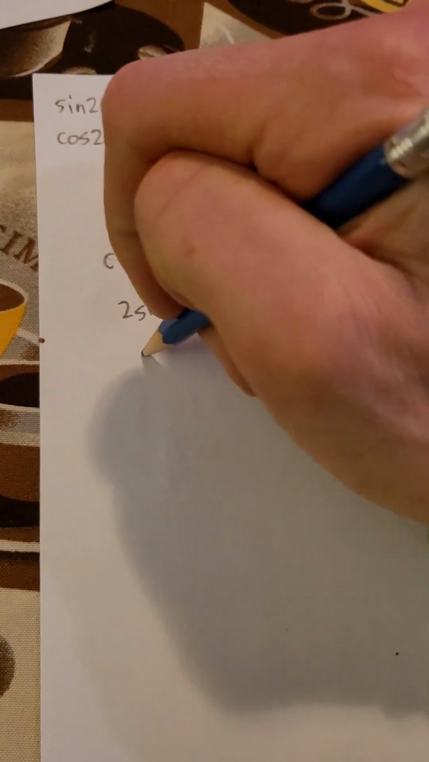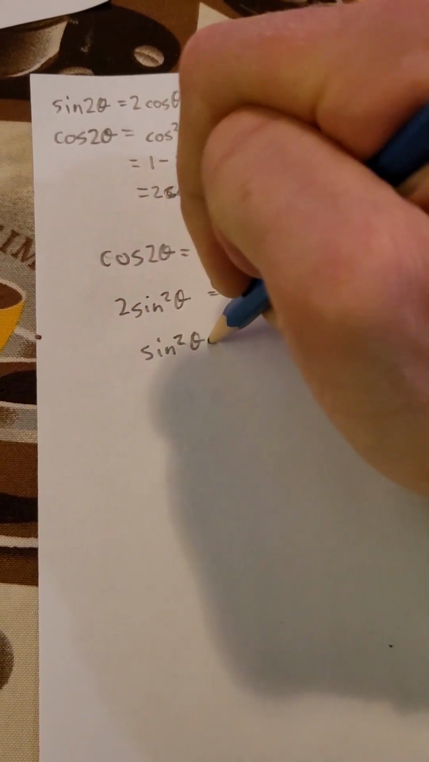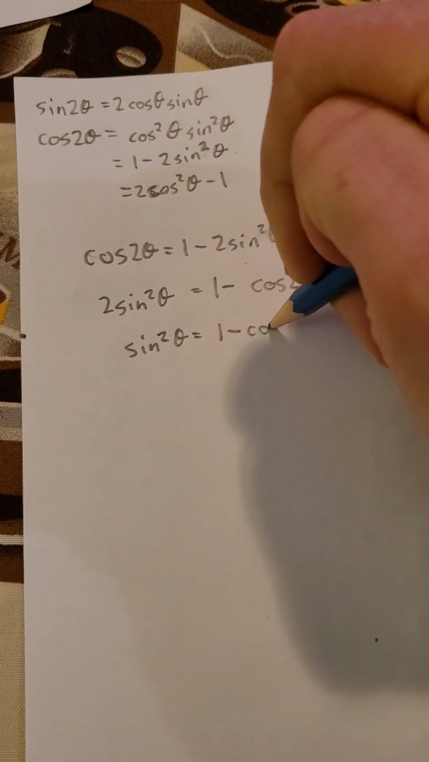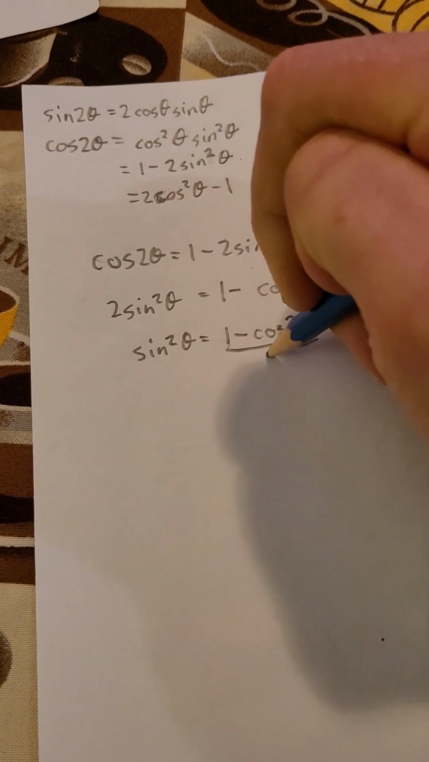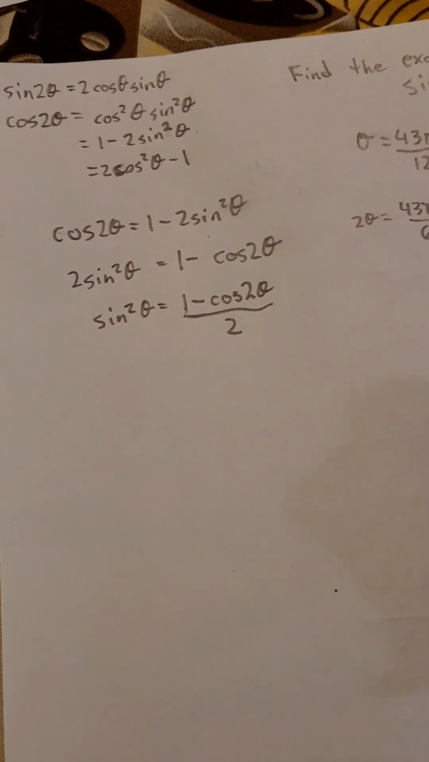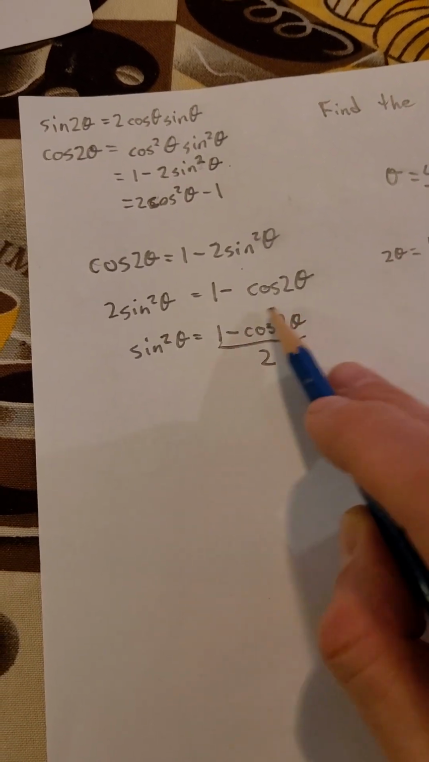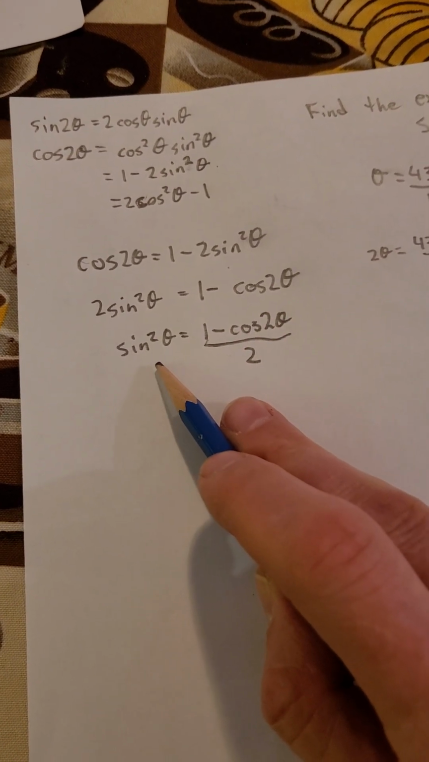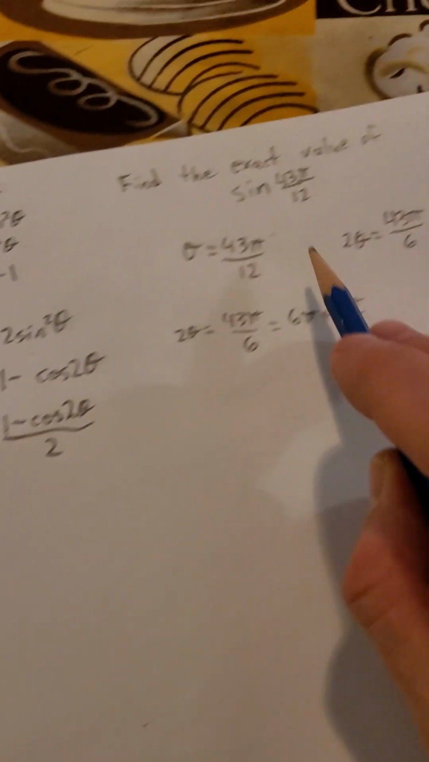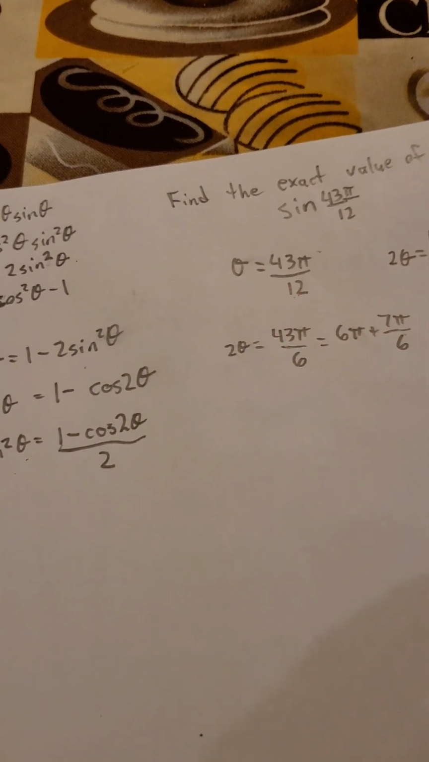And then we're going to divide the whole thing by 2, and we get sine squared theta is equal to 1 minus cos 2 theta all over 2. It's not bad. And then once we actually find what the right-hand side is equal to, we're going to square root it, and there we found sine of theta, because theta is, like we said, 43 pi over 12.